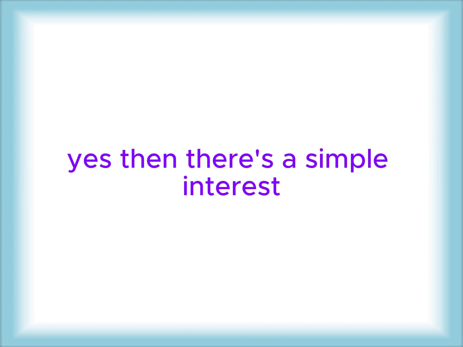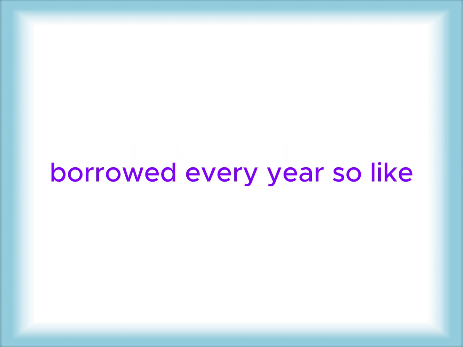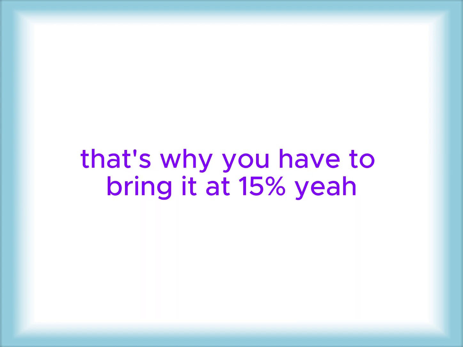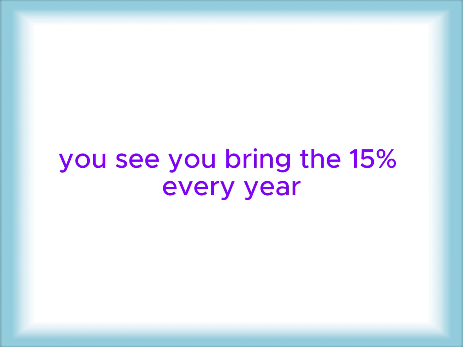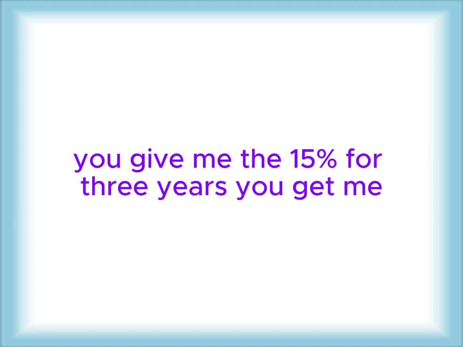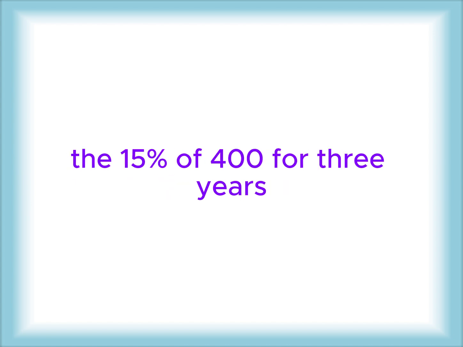Then there's simple interest. Simple interest is calculated on the original amount borrowed every year. Let's say it's 15% and I lend you 400. You have to pay it at exactly 15%, it doesn't change. You pay the 15% every year. Let's say I lend you 400 and you have to pay me for 3 years. You give me the 15% of 400 for 3 years, it doesn't change.